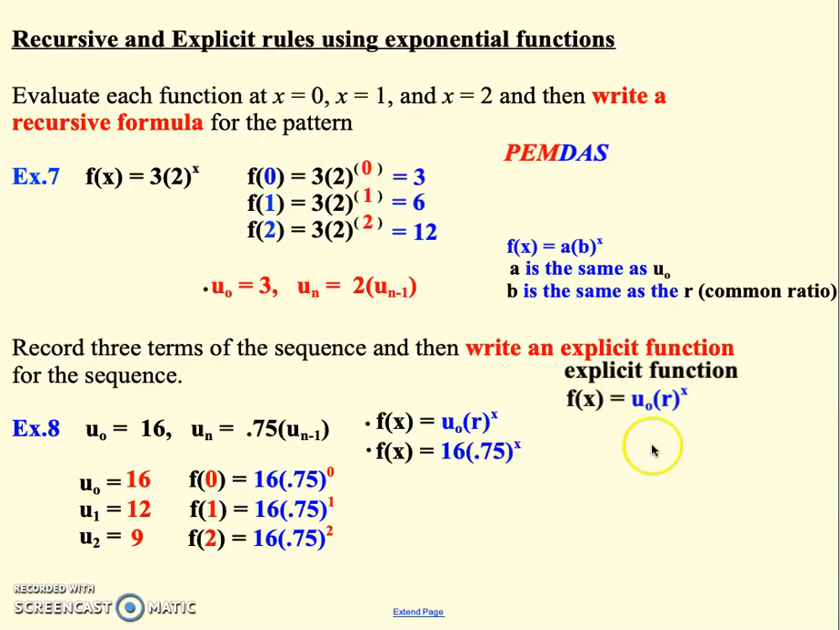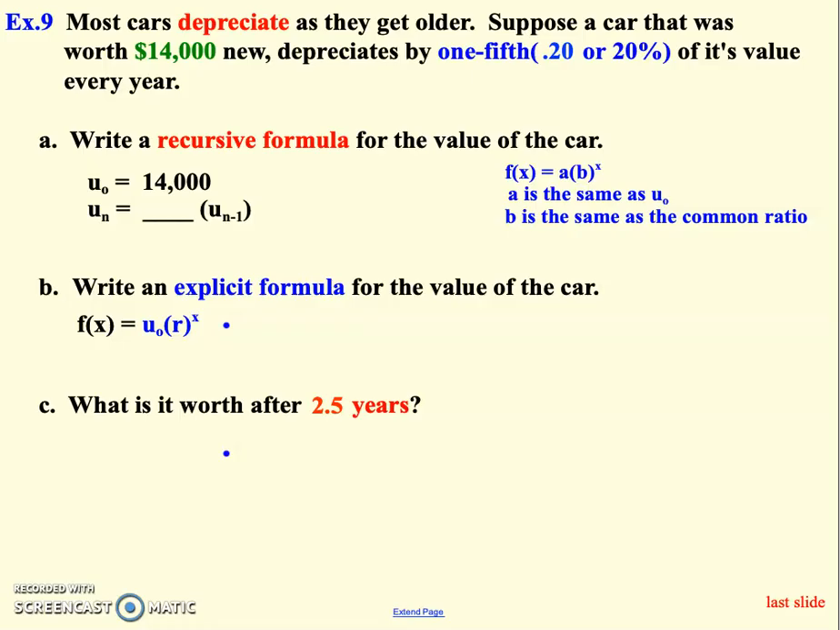And again, just getting used to how it's written. Pretty straightforward. Let's go look at the last little bit of this. So last thing we're going to do is do a word problem and use the explicit formula and talk about it recursively too. So depreciation, which means a decay idea. So we're losing value. Suppose you buy a car for $14,000 brand new. It depreciates by 1/5 of its value every year. So 1/5 is like 0.2 or 20%. So we're saying it's losing 20% of its value every year.